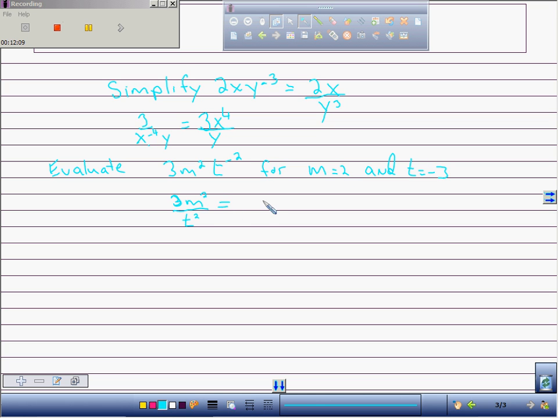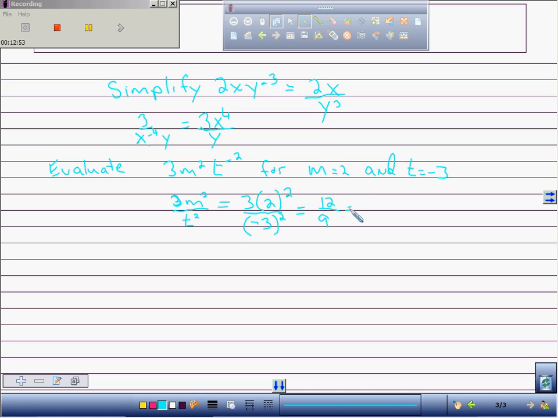So what I have is 3 times 2 squared over -3 squared. You have to be really careful: you have to put these things in parentheses and then square. What's 3 times 2 squared on the top? 2 squared is 4, and 3 times 4 is 12. What's -3 times -3? It's not negative 9, it's positive 9. So that's why you have to be careful with the parentheses when you plug in.